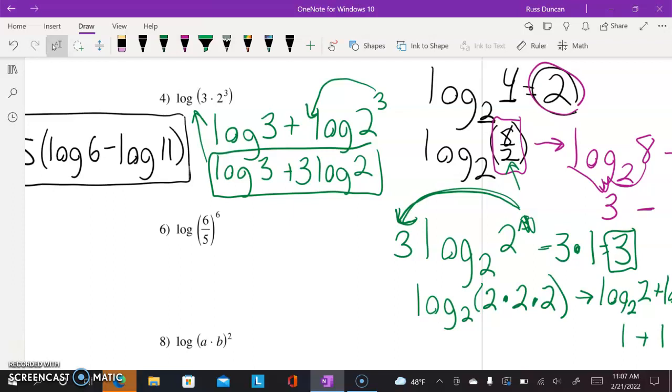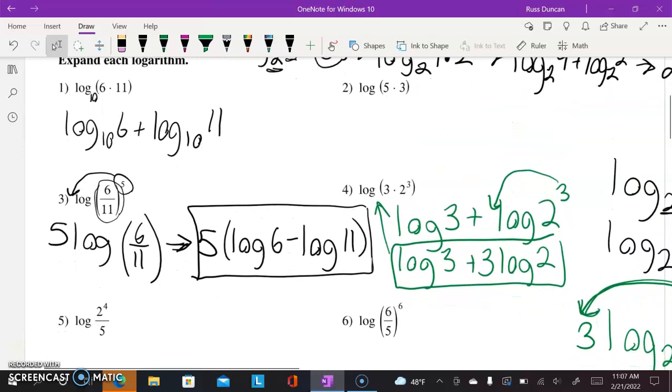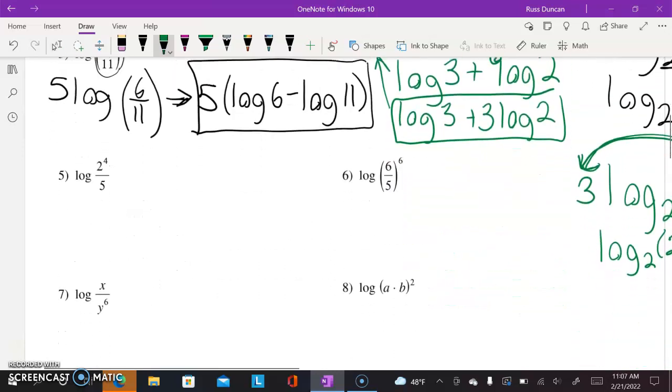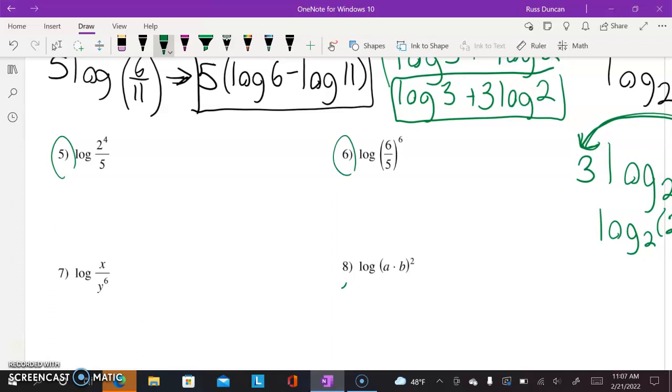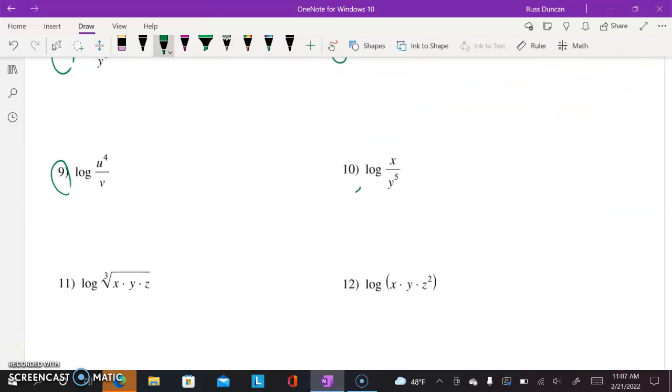Okay? Now, part of what you're going to be doing is completing these. So you need to be able to do 2 and then 5 through the rest on this page. Okay? All right?